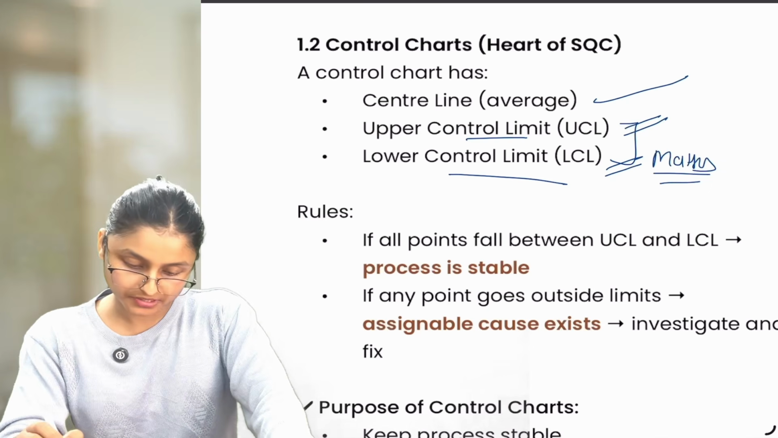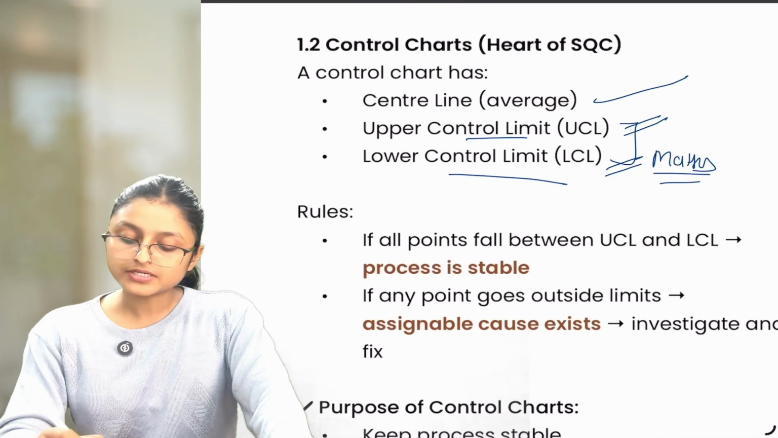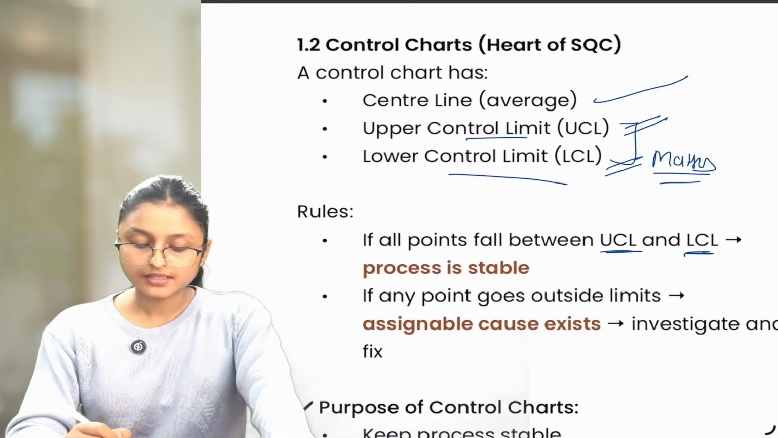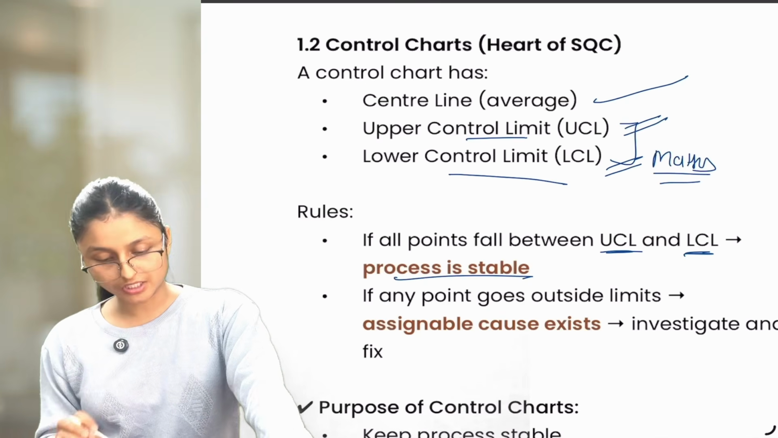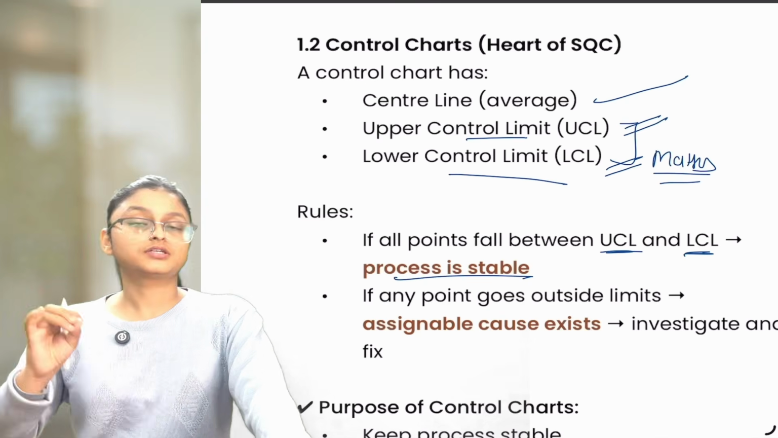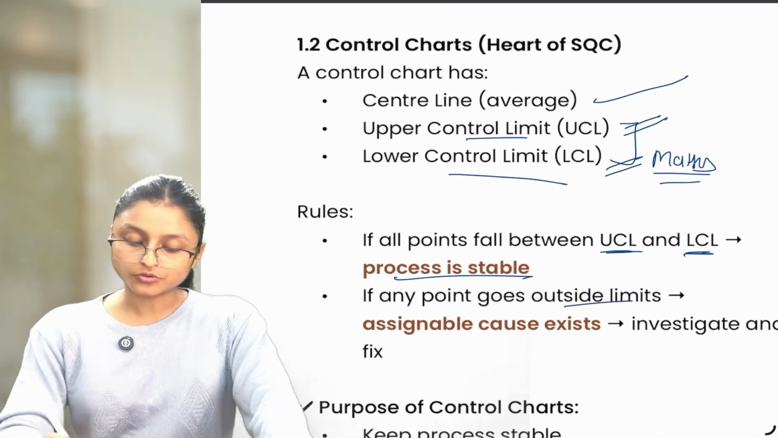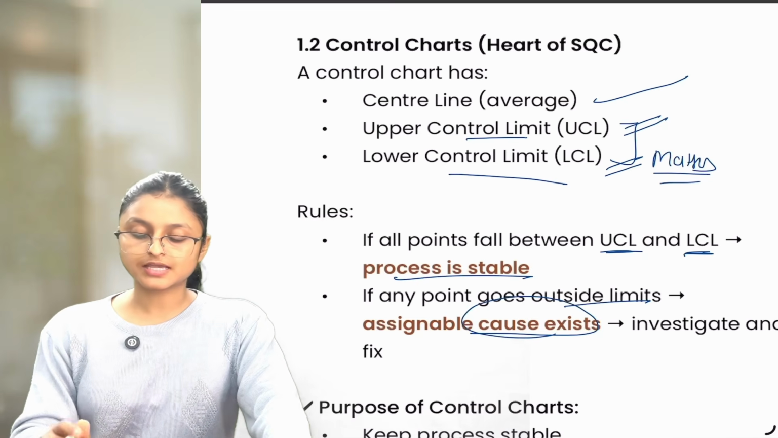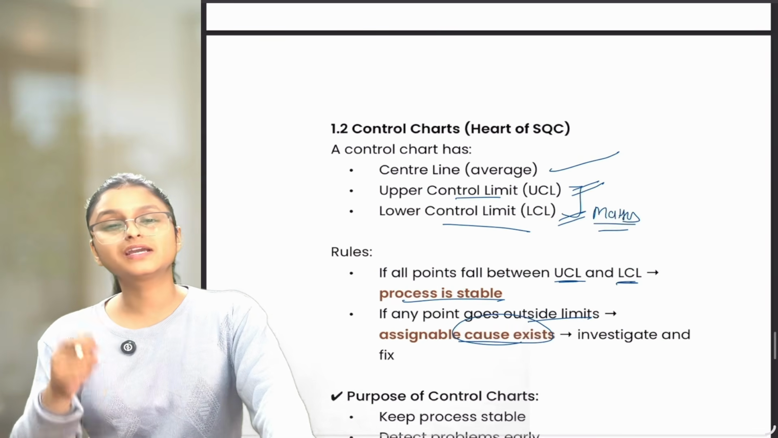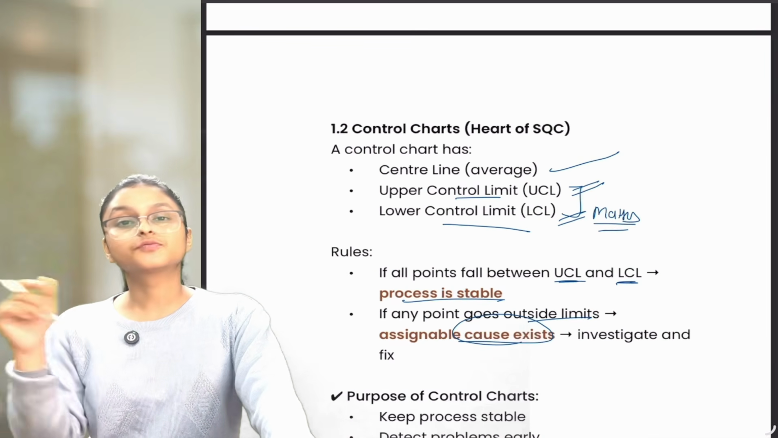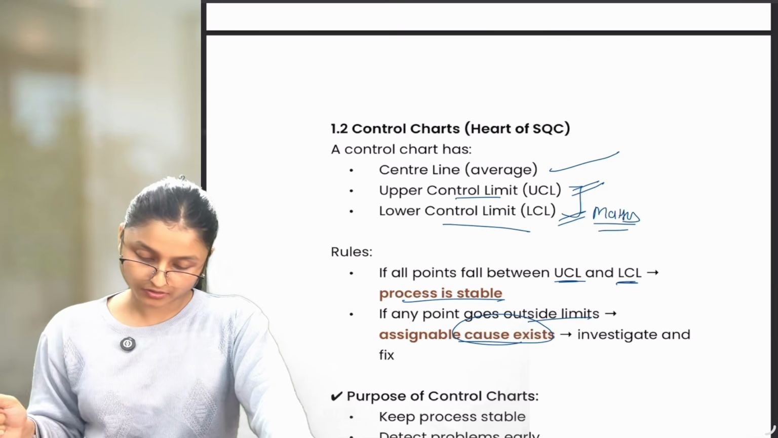to set the upper control and lower control limits. So if all points are between UCL and LCL, then the process is treated as stable. Everything is going in a stable manner. But if it goes outside, then there are some assignable causes which we need to investigate and fix. Otherwise, our process will not be able to produce stable output.